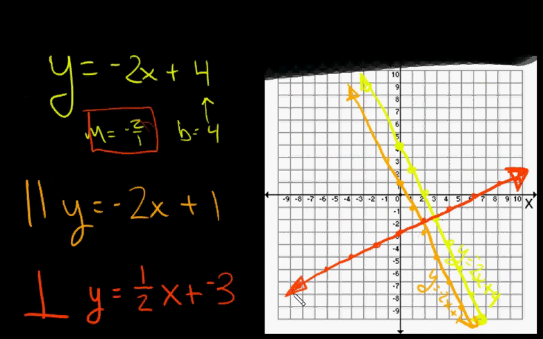And that's it. Look, I got my 2 original parallel lines, and then I have this one perpendicular. It's just perpendicular to both of those parallel lines. And that's it. That's parallel and perpendicular lines.